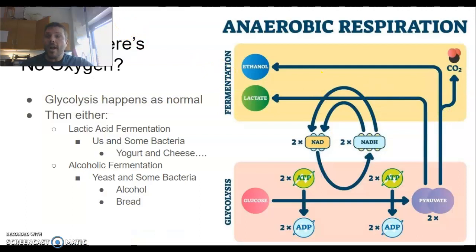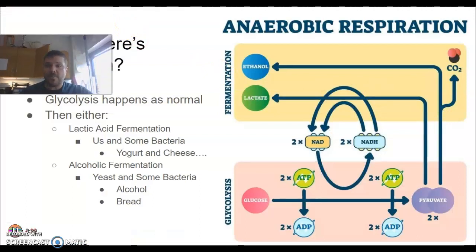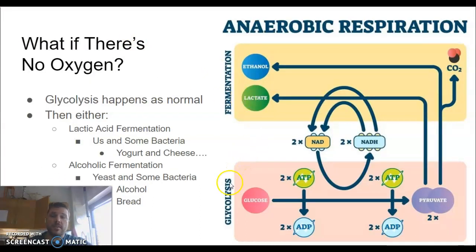Okay, what if there isn't any oxygen around? Well, if there's not any oxygen around, glycolysis will happen just like usual. Basically, we're going to go through a couple of forms of anaerobic, an meaning without, so without oxygen, cellular respiration. So glucose is going to be broken down into pyruvate, and that's where similarities go away.